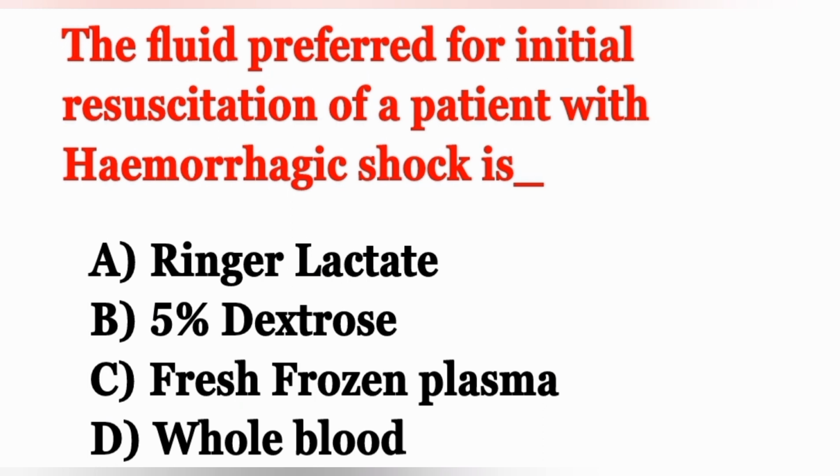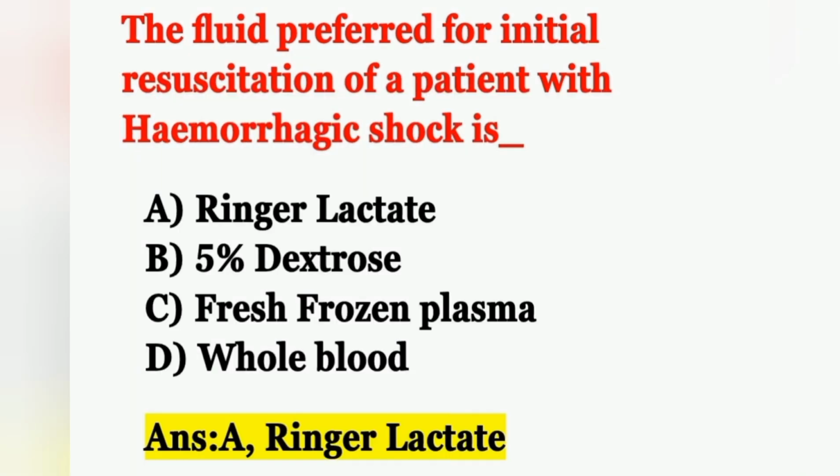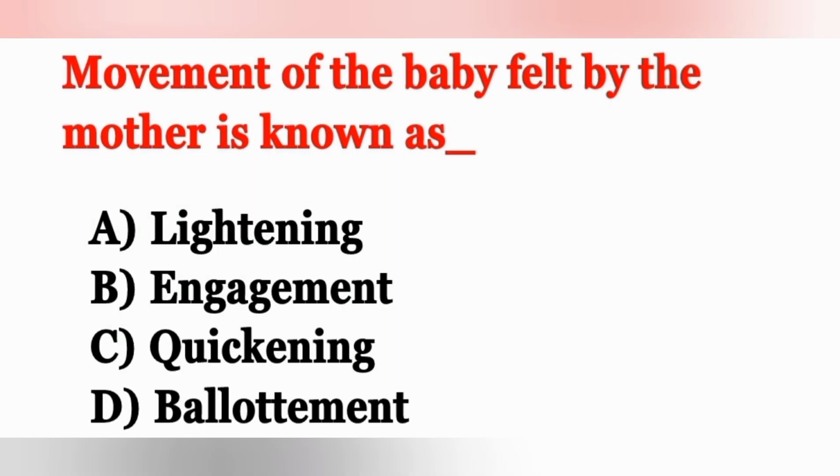And the next question: the fluid preferred for initial resuscitation of a patient with hemorrhagic shock is option A, ringer lactate. Option B, 5% dextrose. Option C, fresh frozen plasma. Option D, whole blood. And the correct answer is option A, ringer lactate. Crystalloid solutions like RL and isotonic solutions like NS are the first line treatment of choice in case of hemorrhagic shock.